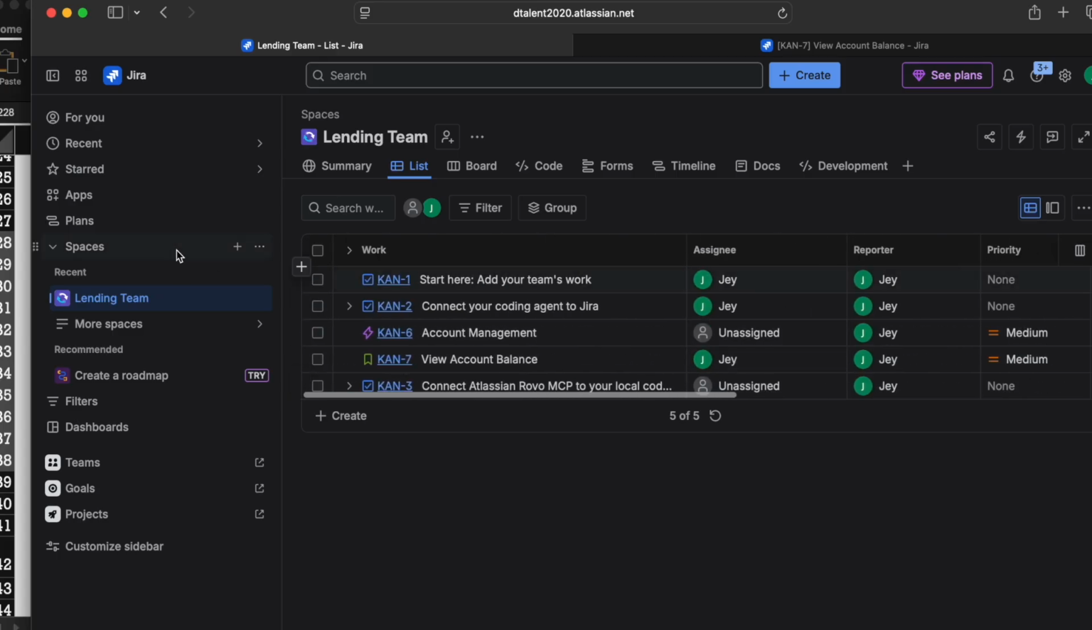I think I'm on the wrong board. It's saying Kanban. Okay, we can fix this one, but you get the idea, right?